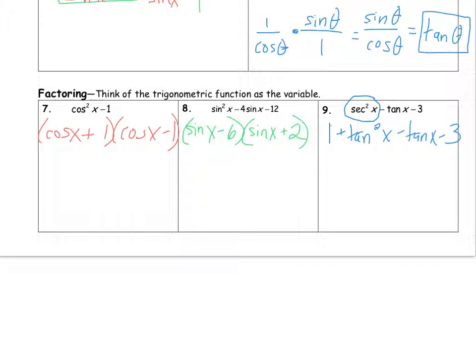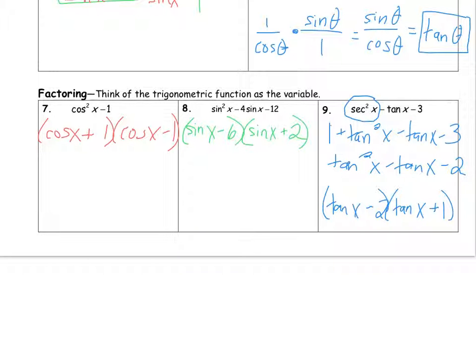Clean this up a little bit, and you have tangent squared x minus tangent x minus 2. If you think of this as x squared minus x minus 2, you can solve it no problem. How do you break down tangent squared x? You have tangent x and tangent x. What two numbers multiply to be negative 2 but add to be negative 1? A negative 2 and a positive 1. And there you have it.